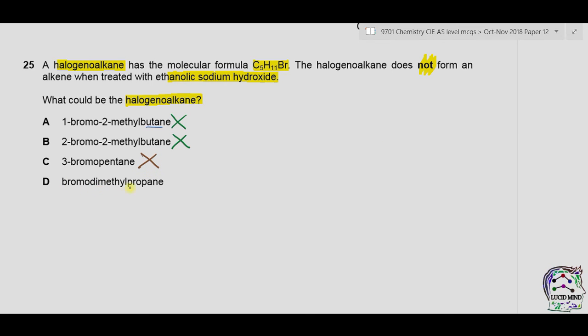Part D is bromo-dimethylpropane. In propane we have 3 carbon atoms in the long chain. We have bromo and dimethyl. It means bromine is attached with 1 carbon atom and 2 methyl groups are attached with other carbon atom. Now bromine is removed from this carbon and this carbon does not have any hydrogen atoms left for removal, so therefore double bond cannot be formed and elimination will not occur. Correct option is D.